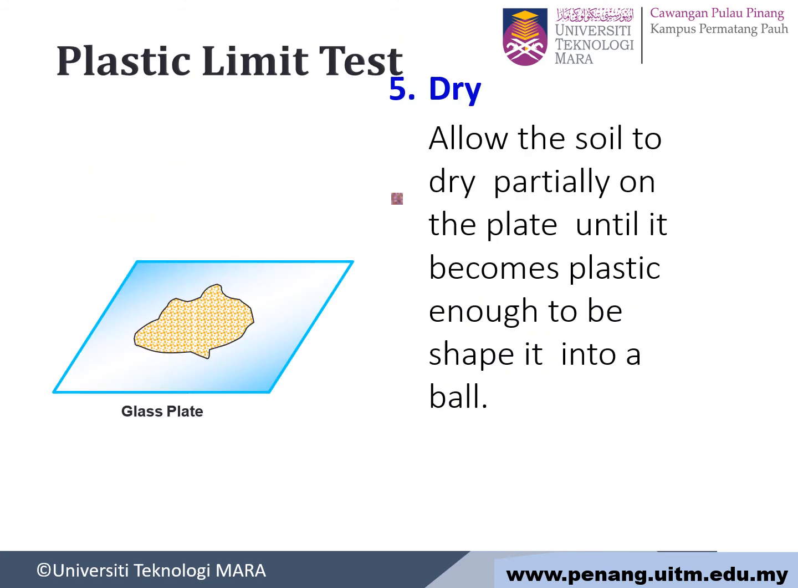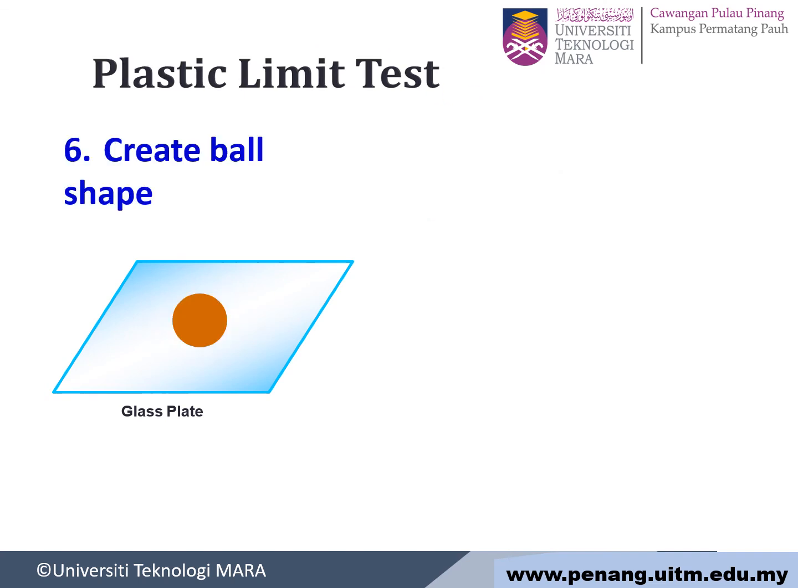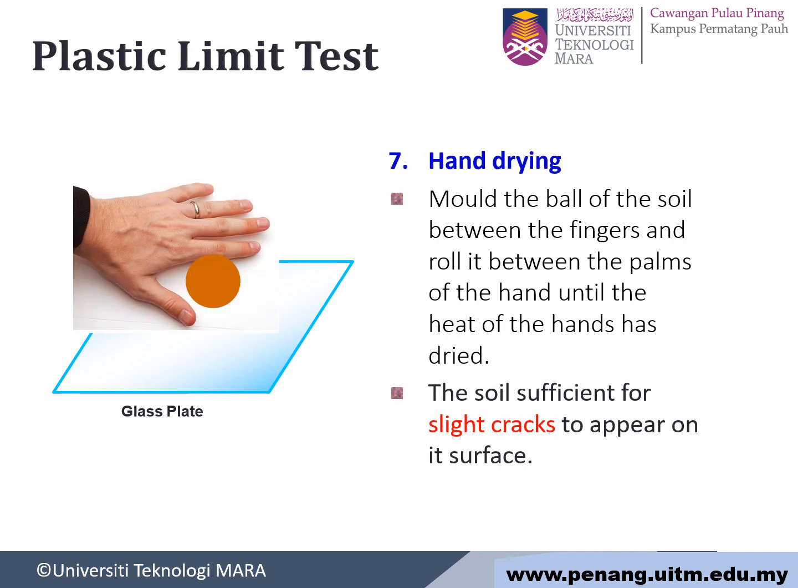And then after that, you have to dry it. Allow the soil to dry partially on the plate until it becomes plastic enough to be shaped into a ball. And then we have to create a ball shape from the sample. Now we continue with step number 7, hand drying. Mold the ball of soil between the fingers and roll it between the palms of the hand until the heat of the hand has dried the soil sufficiently for slight cracks to appear on its surface.